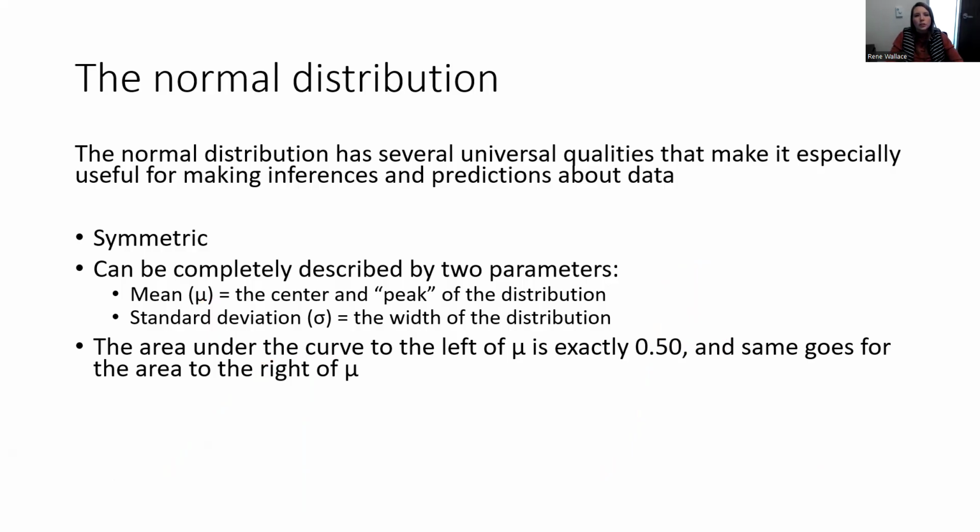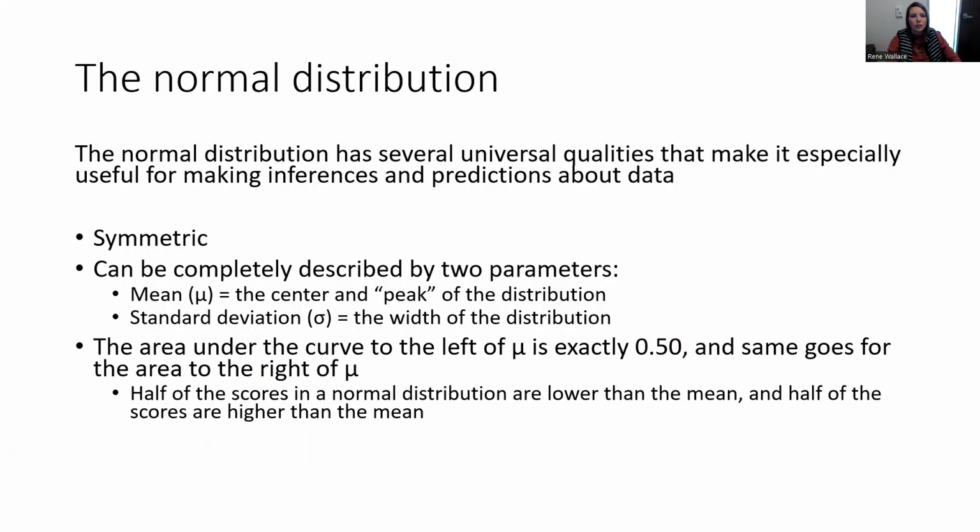So the normal distribution is symmetric, is described by mean and standard deviation, and we know that the area under the curve to the left of mu is exactly 50%. Same goes for the area to the right. So half of the scores in a normal distribution are lower than the mean, and half of the scores are higher than the mean. This means that the total area under the curve is equal to 1.